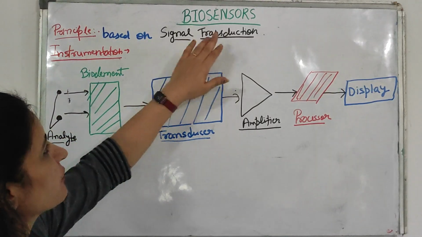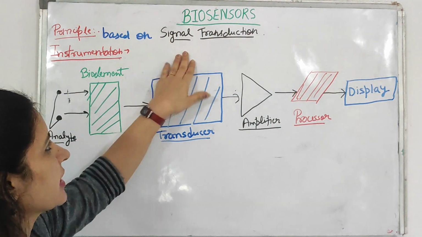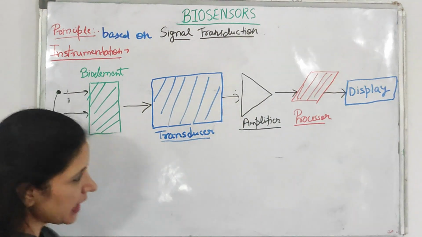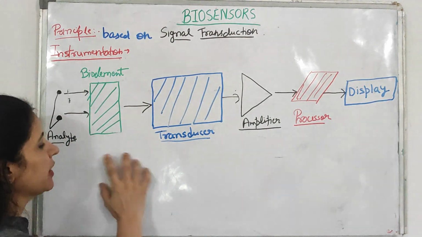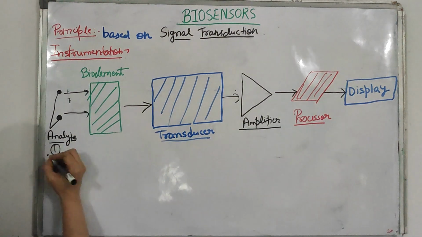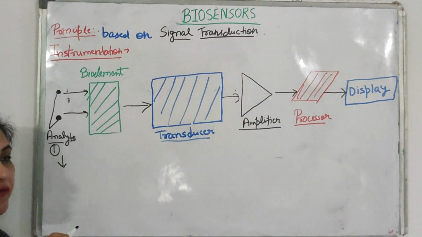Alright, so what is the principle? The principle on which a biosensor works is that of signal transduction. Signal transduction is the principle on which this whole biosensor is based. And this is the simplified form of the instrumentation of your biosensor. The first thing is the analyte. What is the analyte? The analyte is the substance whose concentration you are willing to measure.